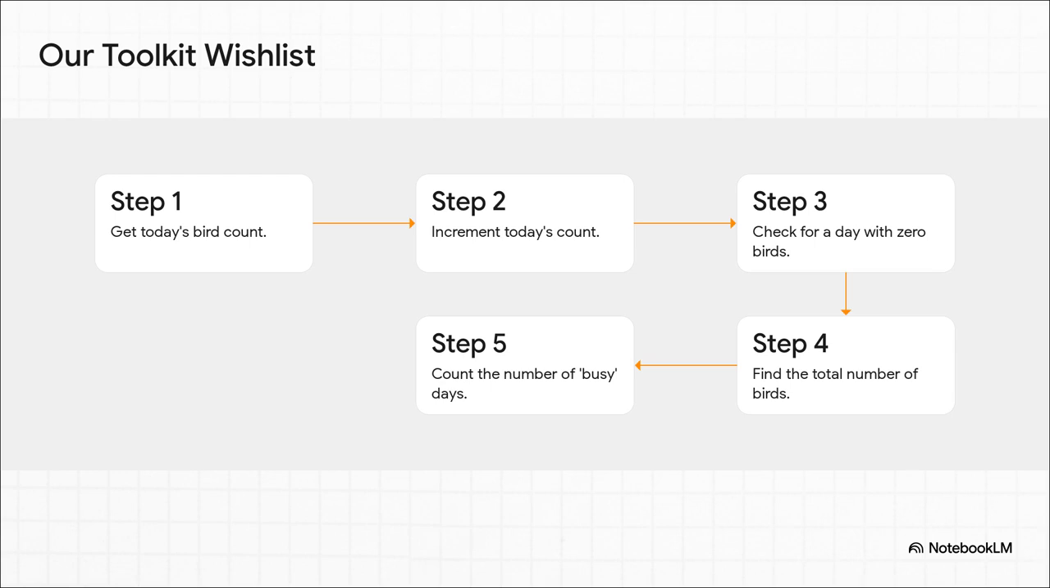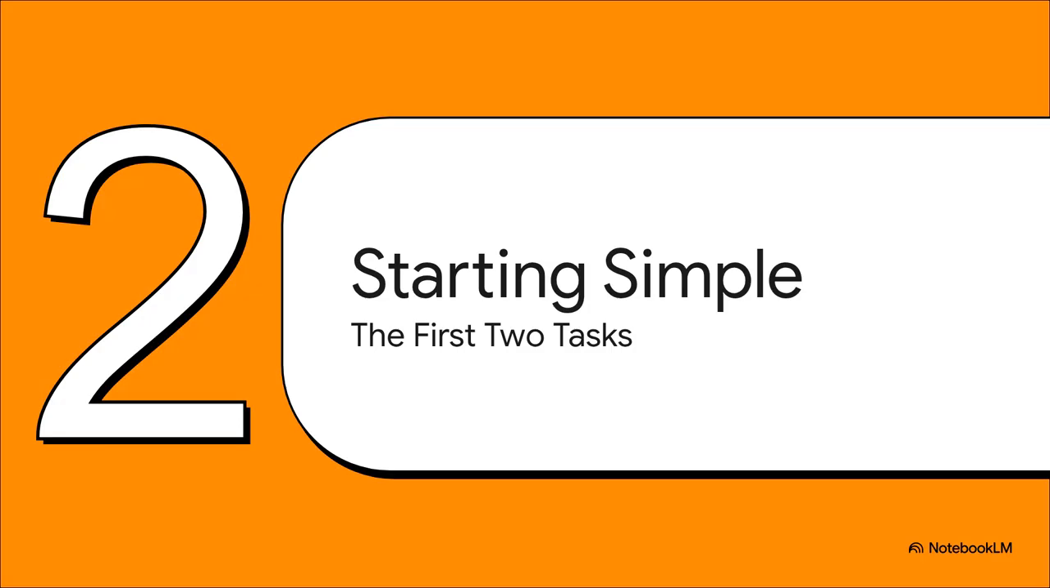First, we need to get today's count instantly. Easy enough. Then, we need a way to update that count if another bird shows up. We also want to know if there's ever been a day with 0 birds. Then, of course, we need a grand total of all the birds we've ever seen. And finally, we want to count how many of those days were busy days. Let's get to it.